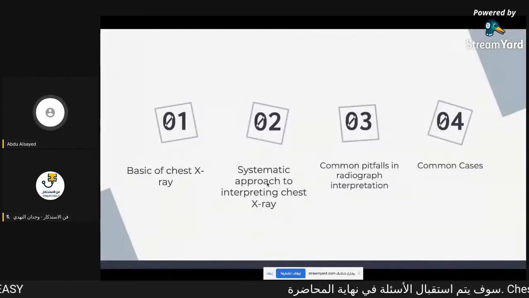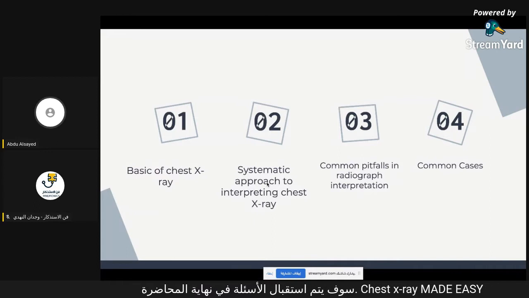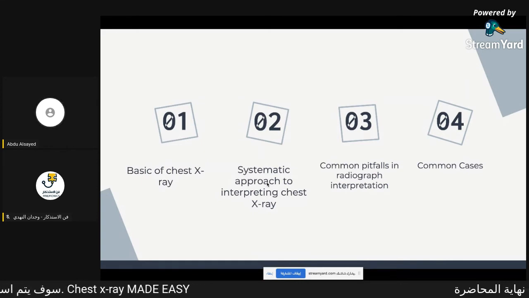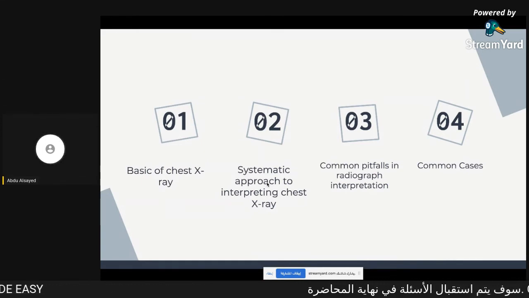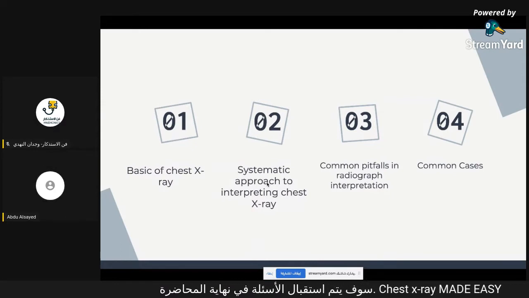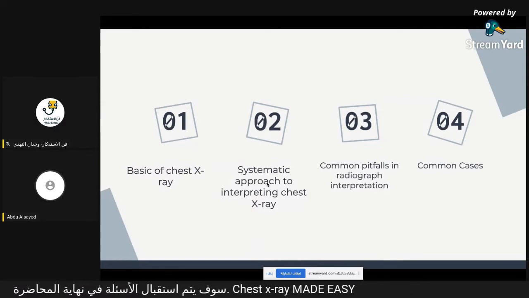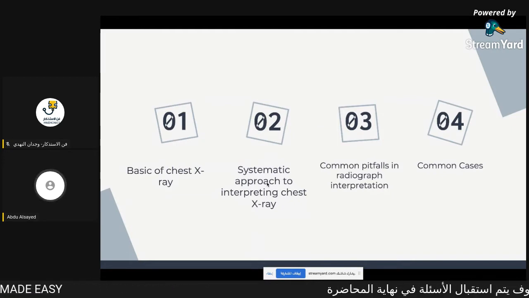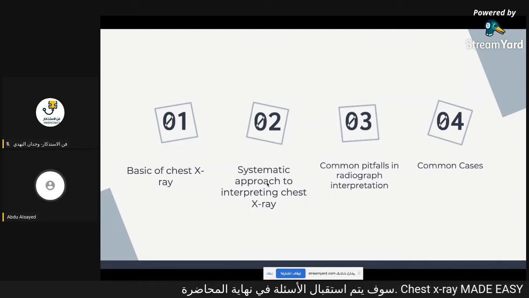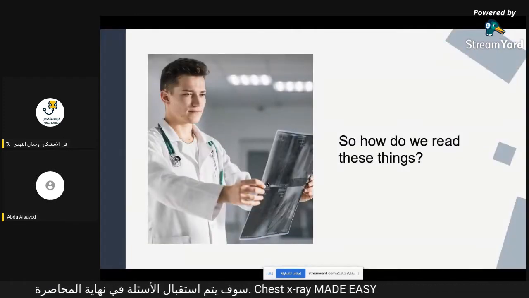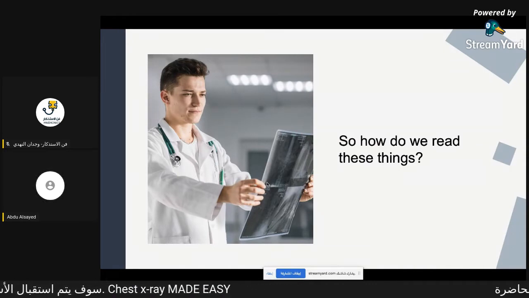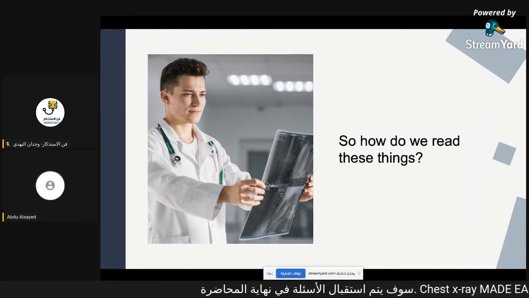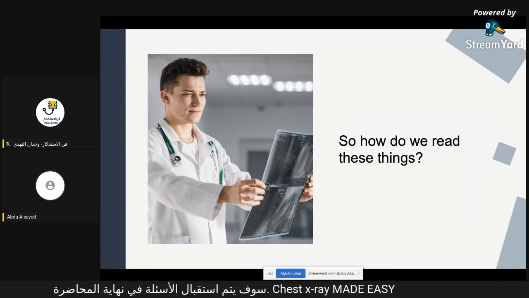This is our objective for today. First of all, we will talk about some basic chest X-ray. Then we will talk about a systematic approach to how we can interpret chest X-ray. Then common pitfalls in radiological interpretation. Then we will talk about some cases and some radiological findings. So, how can we read such a thing? There are multiple systematic approaches you can use to read a chest X-ray.